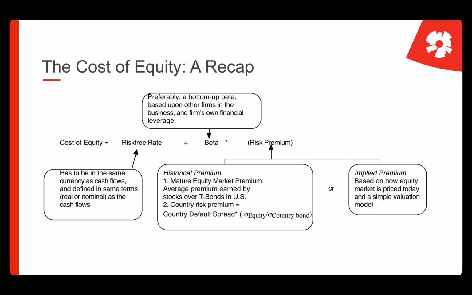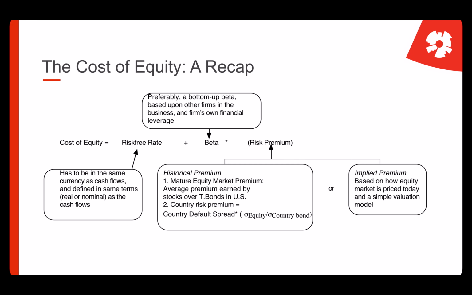Now finally, the risk premium. There are two ways of estimating this. One is to use the historical premium. For example, the average return of stocks over treasury bonds in the US, plus the country risk premium if you are operating in some other riskier market. Now, the other way is to use the implied premium, which is based on today's equity market pricing and a simple valuation model.